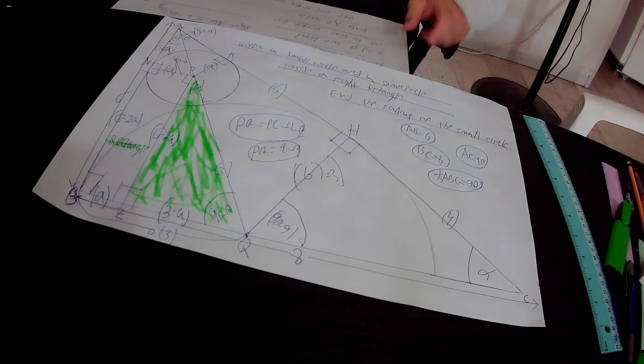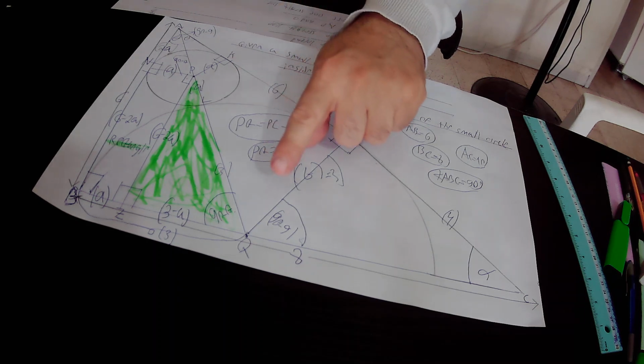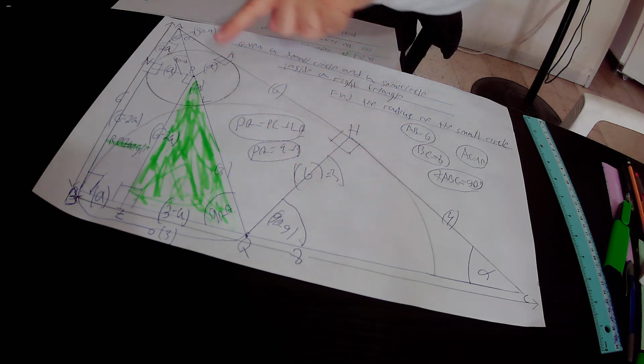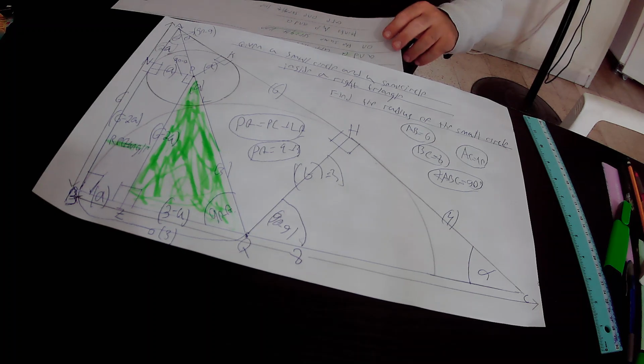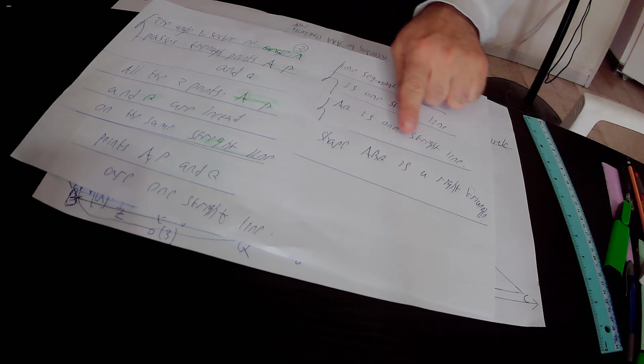If line segment APQ is one straight line, it means that AQ is also a straight line. If AQ is a straight line, it means that angle ABQ is a right angle. So we found out that angle ABQ is a right angle.